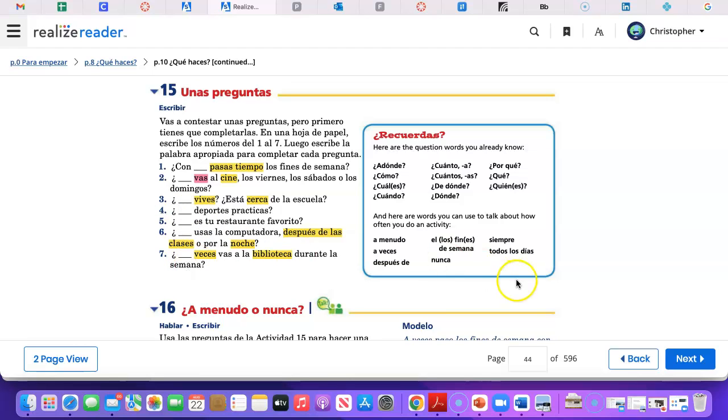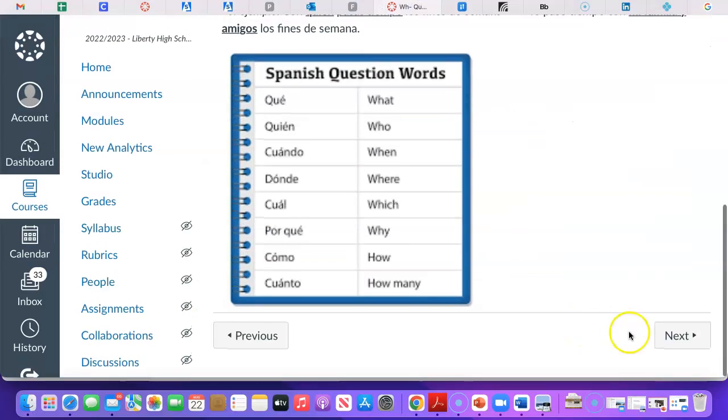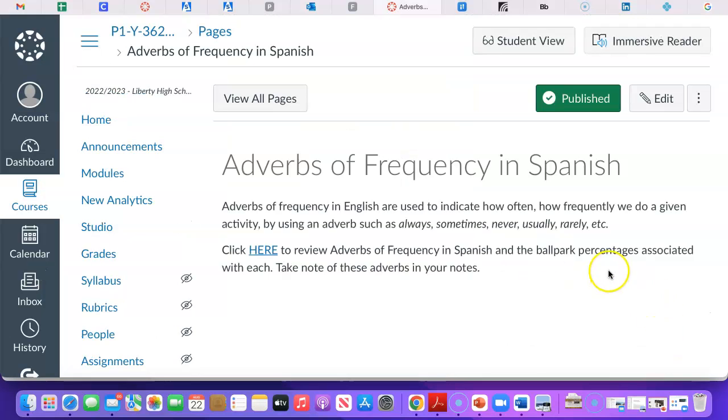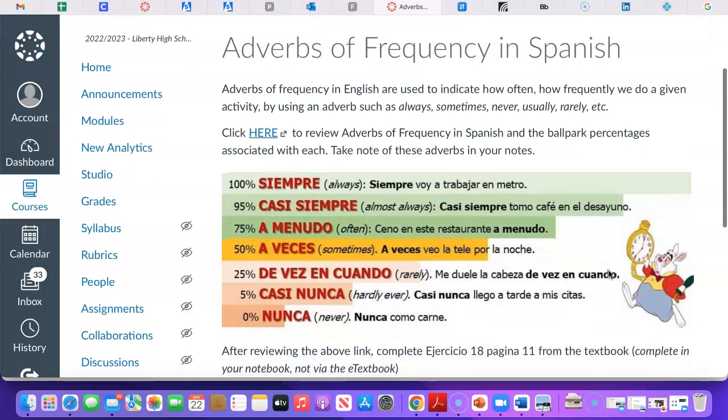Now let's take a look at adverbs of frequency. And you guys can go to the next page here. So this is interrogatives. Hit next. And this takes you to adverbs of frequency. An adverb describes another verb, right? An adverb describes another verb, just like an adjective describes a noun.